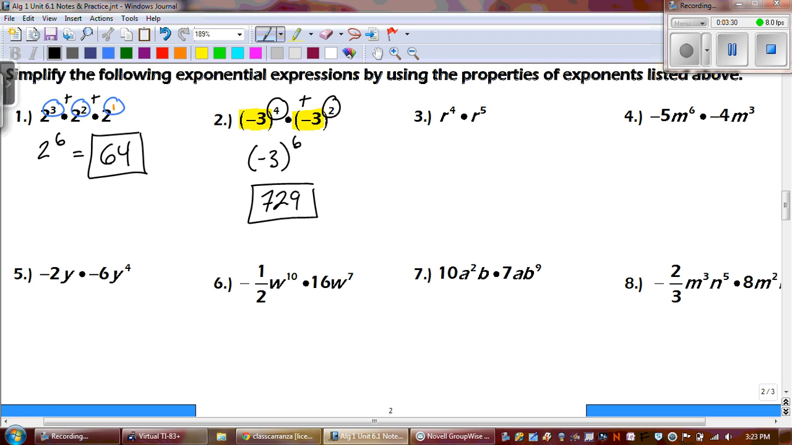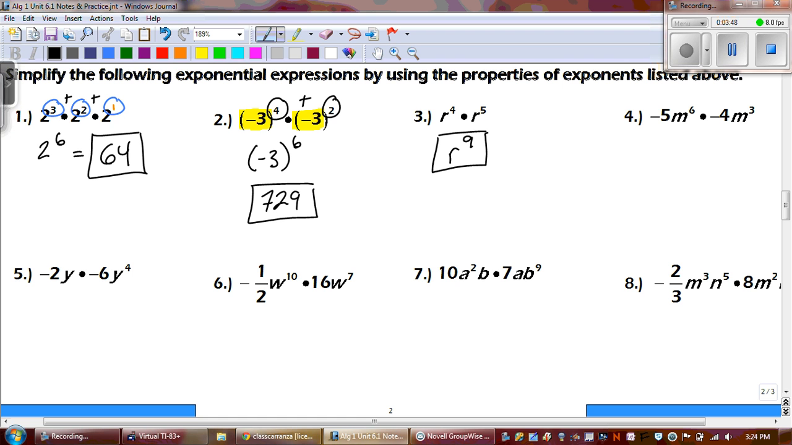Okay, number 3. My bases are the same, and we add the exponents. So 4 plus 5 is 9. And since we don't know what r is, that's all we can do.